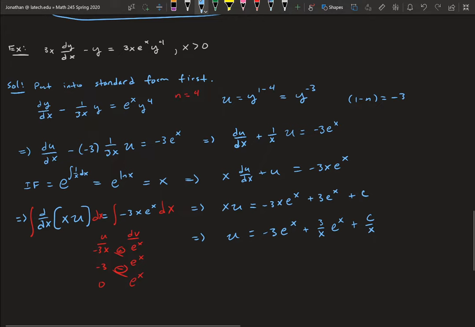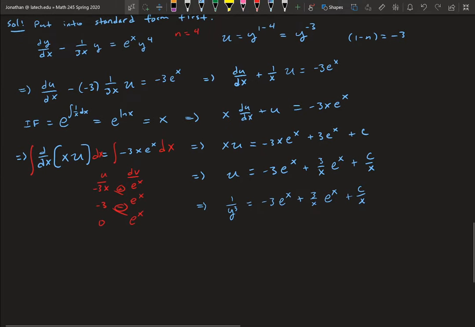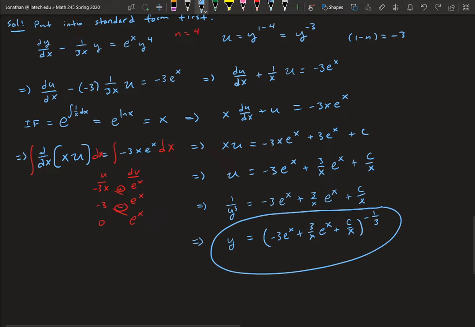But what is that? That is 1 over y cubed. So 1 over y cubed equals this thing, negative 3 e to the x plus 3 over x e to the x plus c over x. Now, it doesn't matter if you leave it this way or not, unless it says solve explicitly for y. So if possible, we want to solve explicitly for y. So y would equal negative 3 e to the x plus 3 over x e to the x plus c over x, to the negative 1/3. And that would be our answer.